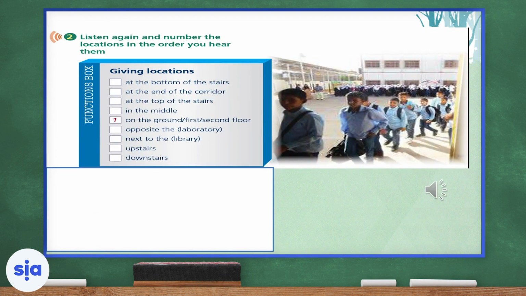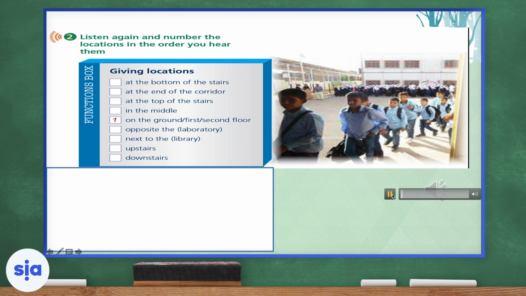Now we're going to listen again and number the locations in the order that you hear them. We're going to listen and we will give a number based on what we hear first. The first one is done for us. So let's listen carefully and then check together.